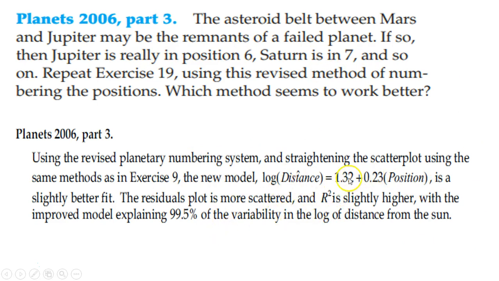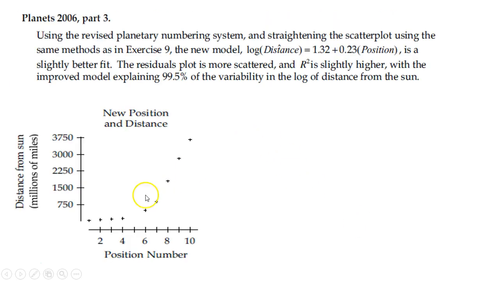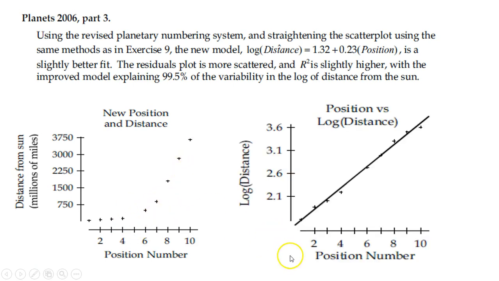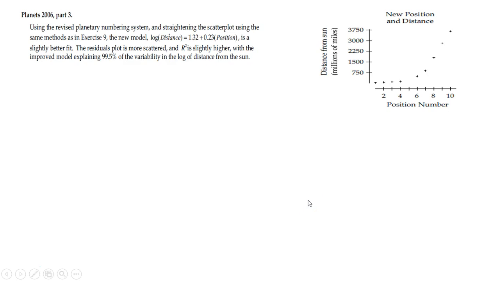Change that. And if you do, what they're saying is, if you log the distance, you would get an even straighter line, better in position, better fit, and the residual plot is more scattered than all of them, and R squared is slightly higher, with the improved model explaining 99.5% of the variability. So it actually would make more sense that there could have been something that happened there, is the point. Because here's the distance from the sun if we basically skipped that. I no longer have a 5. I moved all the data to 6 and moved it over there. And then when I log just the distance, because it's still exponential, it's even straighter. It's even more accurate, is the point that they're getting at.